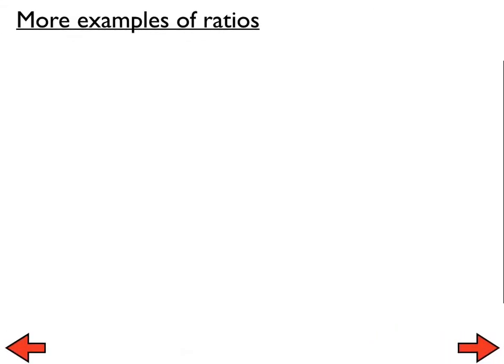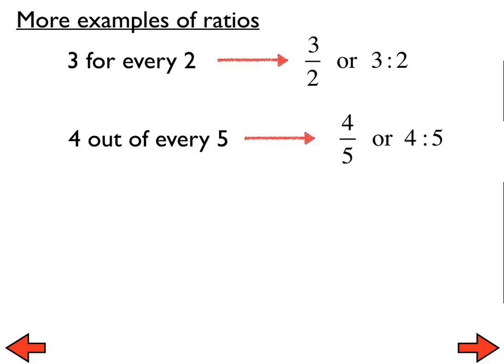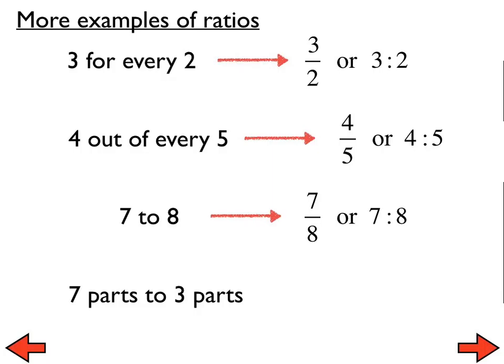Example of a ratio here would be 3 for every 2. I would write this as 3/2 or 3:2. We're going to practice writing them both ways. You go ahead and finish the other 3 of those. Okay, everyone just say the answers, please. 4 out of every 5 would look like what as a fraction? Everybody. Good. 4/5 or 4:5. How about 7 to 8? 7/8, 7:8. And the last one, 7 parts to 3 parts? 7/3 or 7:3. Very good.